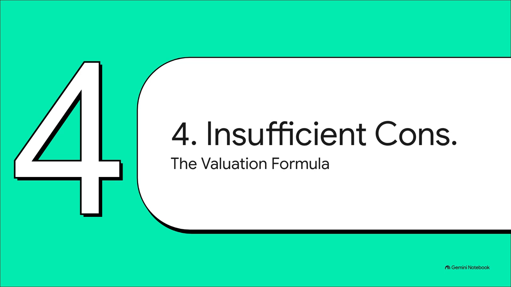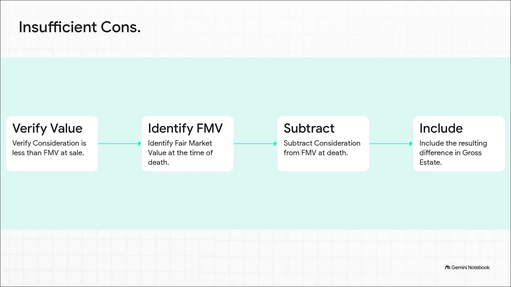The valuation formula. Now, we really need to proceduralize the math for when a decedent tries to sell property way below its actual value just to dodge estate taxes. This is called a transfer for insufficient consideration. I want you to follow these steps rigidly on your scratch paper during the board exam. First, confirm the property was actually sold for less than the fair market value at the time of the sale. If it was, then you move to the critical calculation.